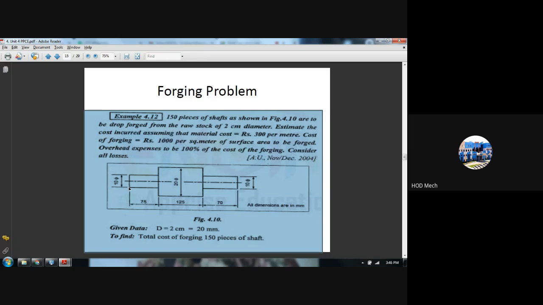Longitudinal wise I have taken. I have started from one point. I am saying 75 length plus I am adding another length of 125 plus the remaining length of 70. Then I am moving upward 10 mm plus 70 mm plus 125 mm plus 75 mm plus 10 mm. Right? Now we will get into the answer.